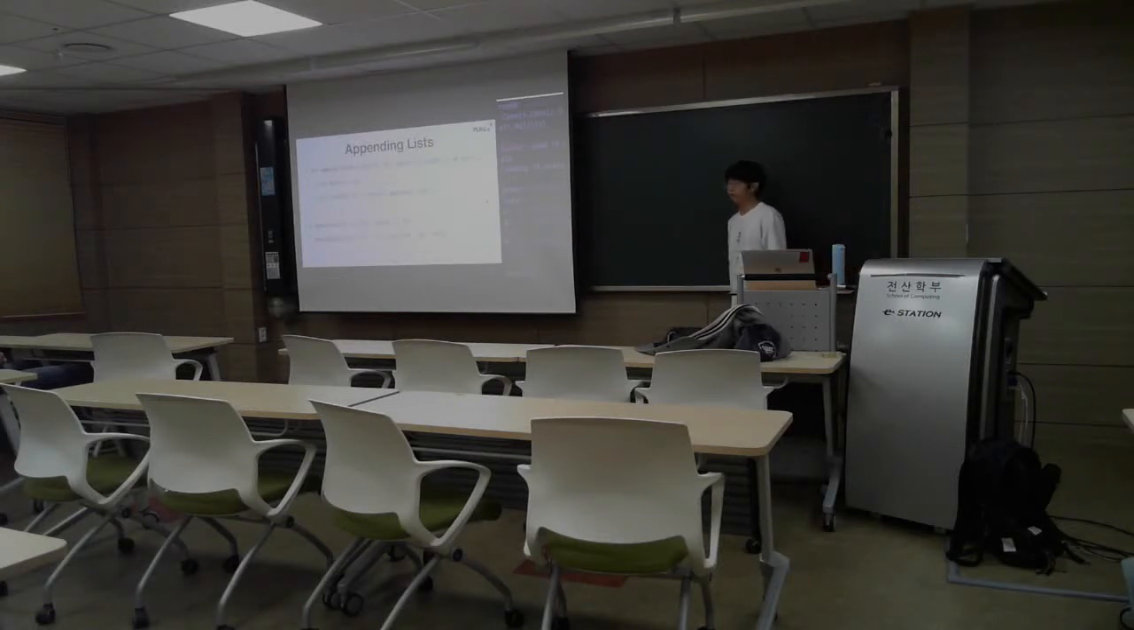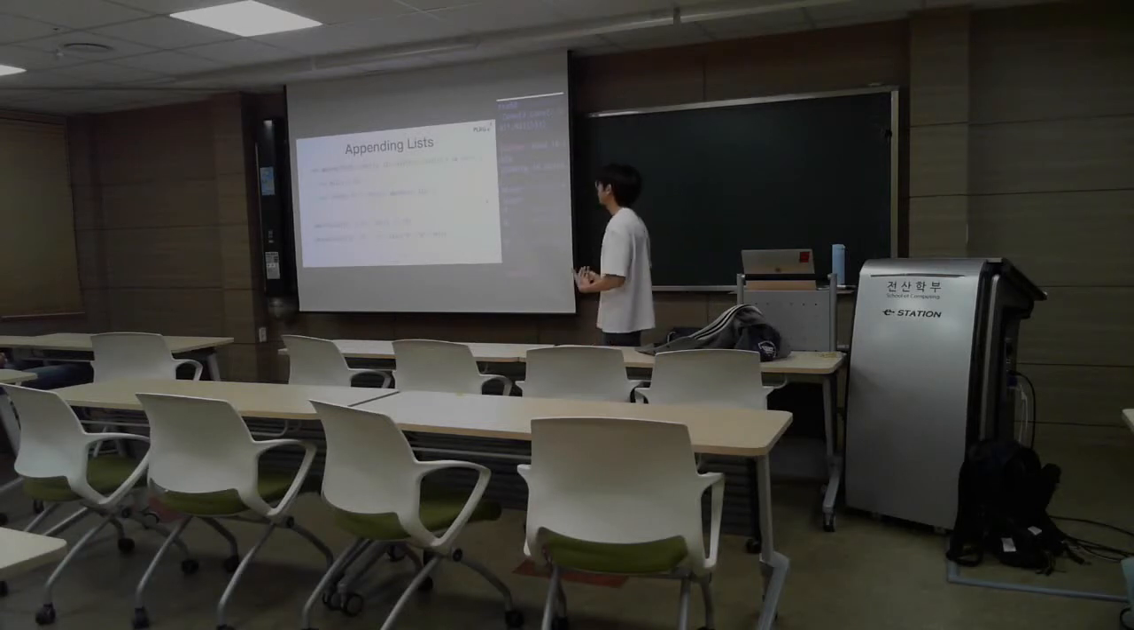So we implement an append function for lists. It takes two lists and just concatenates them and creates a new list. So it takes the same type of list. The first argument is a list of type T, and the second argument is a list of type T. And trivially, the return list is a list of type T.